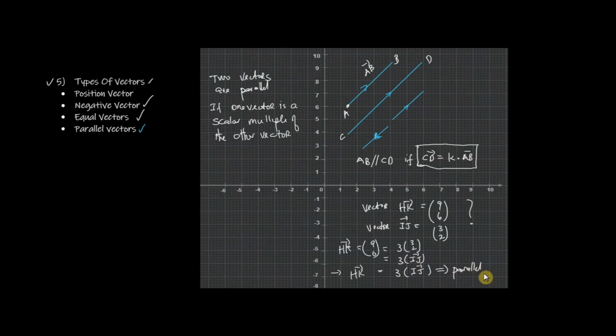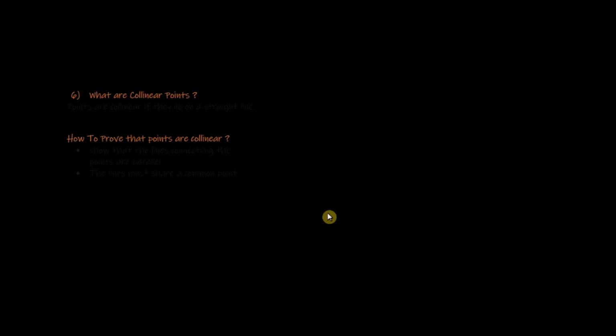That is as simple as a proof can get, and it does not need to be any more complicated than that. So if we need to test if 2 vectors are parallel, this is how you go about doing it. So let us move on to the final part of lesson 1, and that is collinear points, what they are and how to prove that points are collinear.